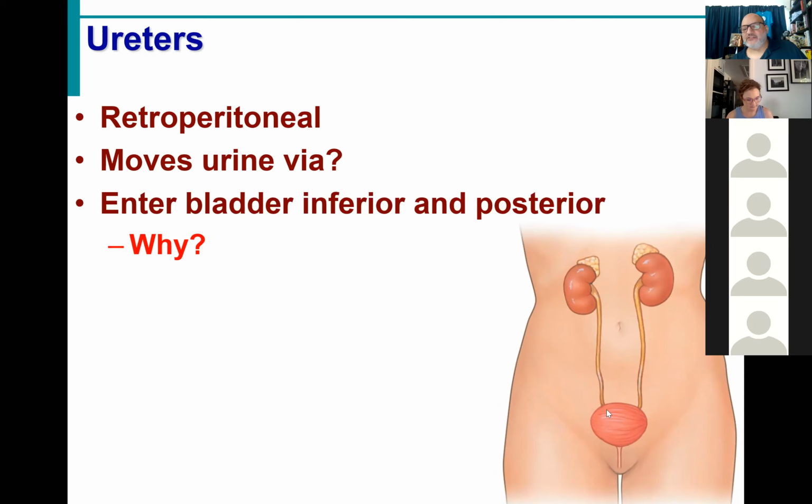Now, one of the interesting things, you don't quite see it from this illustration, but if we were to rotate this individual, this female, to the side, one of the things that you would notice is that the ureters actually come behind the posterior part of the bladder and actually insert into the bladder from an inferior and posterior position. So they're not attaching to the top up here, they're actually going behind it and connecting down below. Why might that be useful?